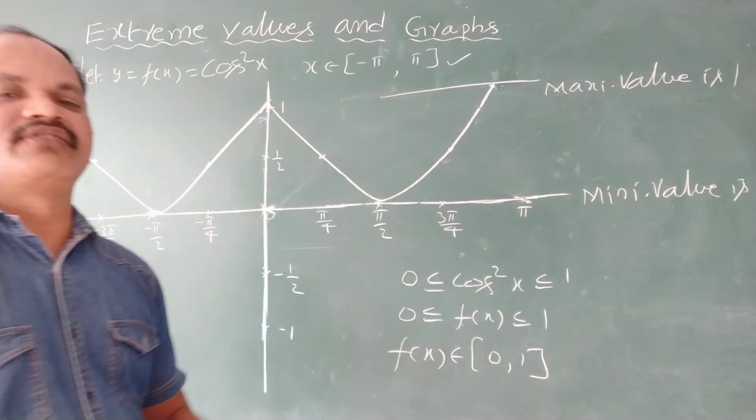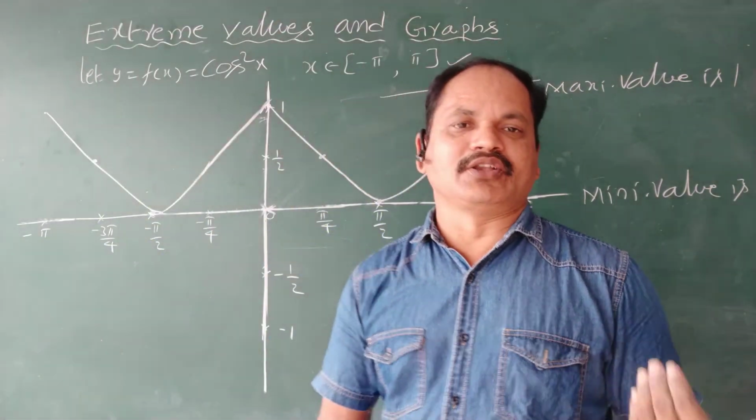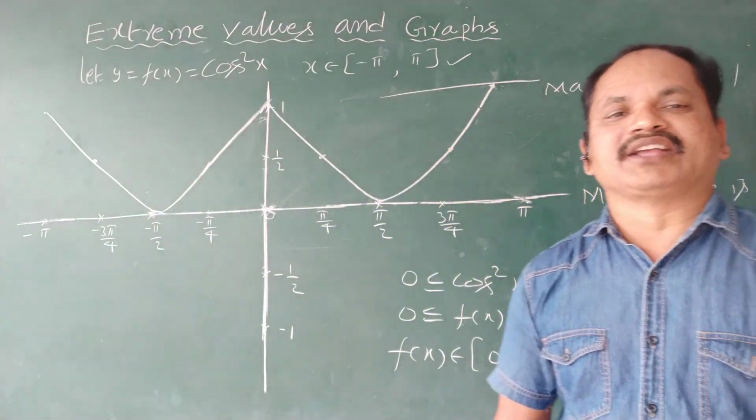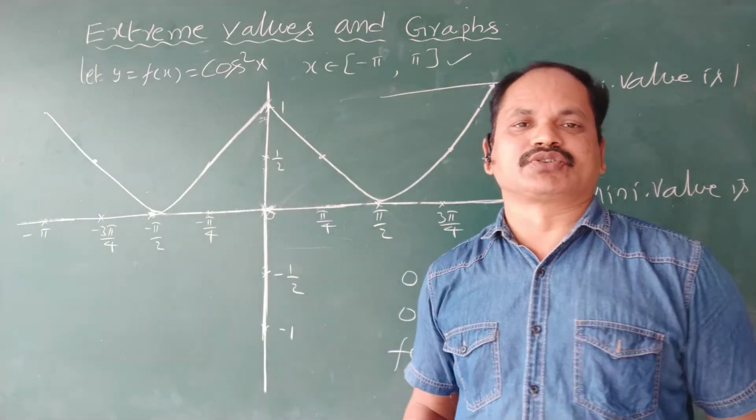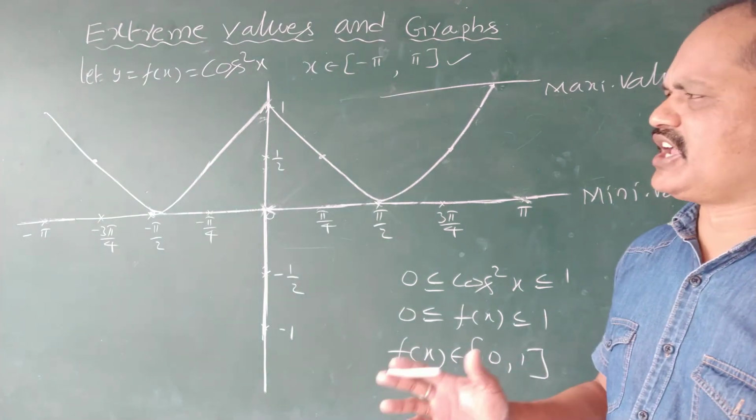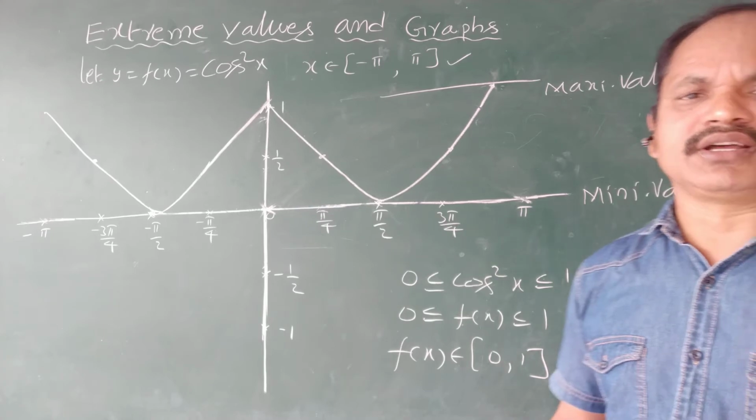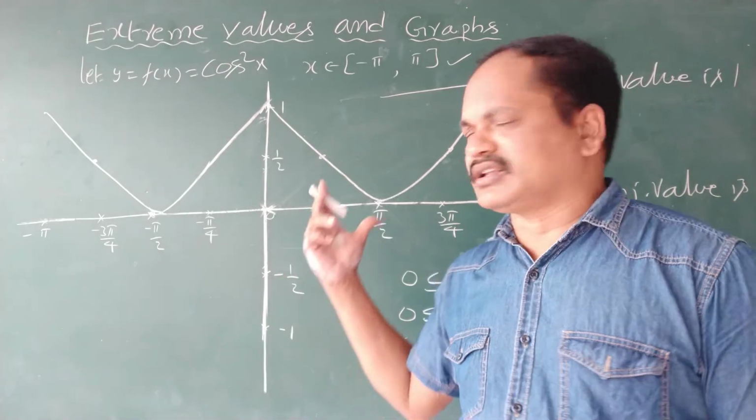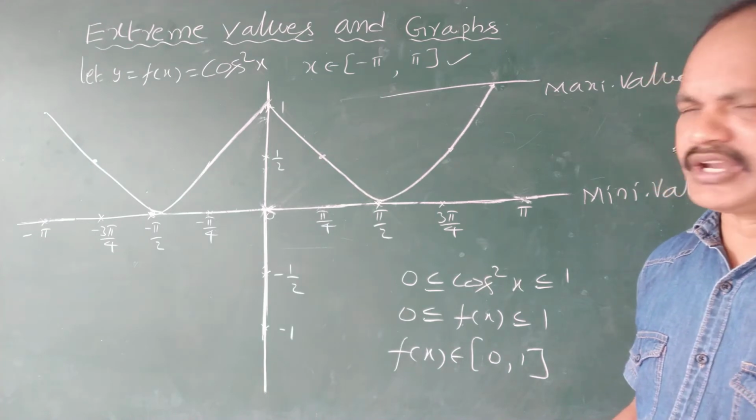That's why the extreme values of cos square x are 0 and 1, since the minimum value of cos square x is 0 and the maximum value is 1. That's why the range of cos square x is closed 0 to 1. That's all. So with a process like this, we have to define the graphs of the remaining trigonometric functions.